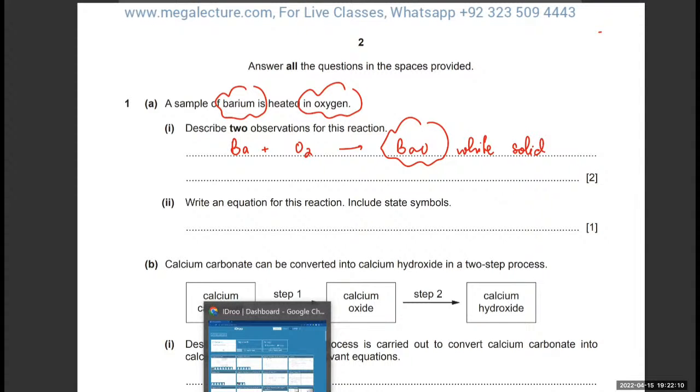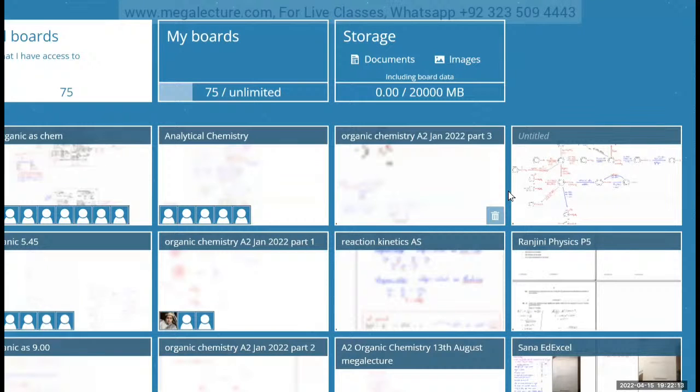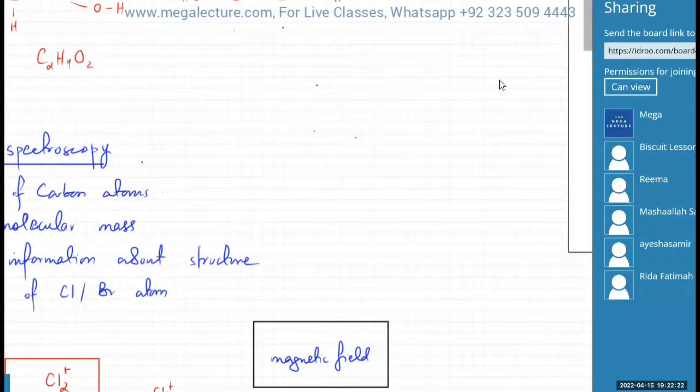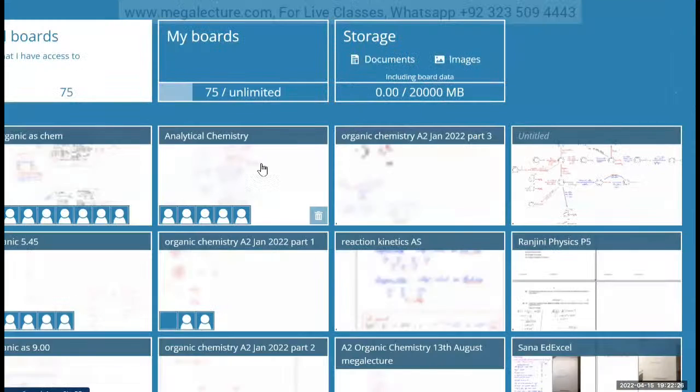Okay, remember your flame tests. If I just open this, I just sent you the inorganic chemistry board as well. So remember your flame test. When barium burns in oxygen, what do you get? Not analytical, inorganic. This one. What is the flame test of barium?